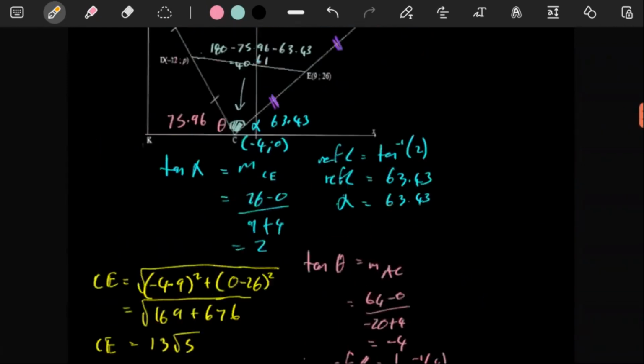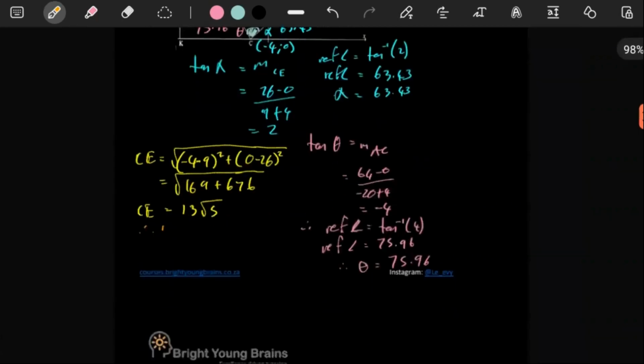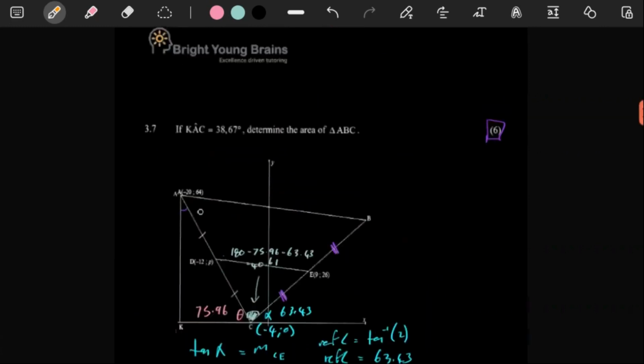Oh, goodness, we have to times it by 2. This is purely a long dry. I feel like I'm messing up again. No, I'm not. So this is going to be 26 square root of 5. That's BC. So now AC, let's get the distance of AC.